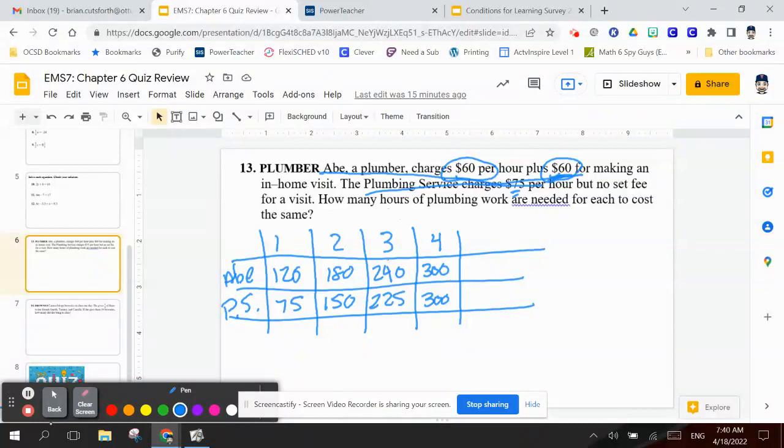So how many hours of plumbing before they cost the same? That would be 4 hours. I would make this chart as I try to solve number 13. Give yourself some room and work it across that way.